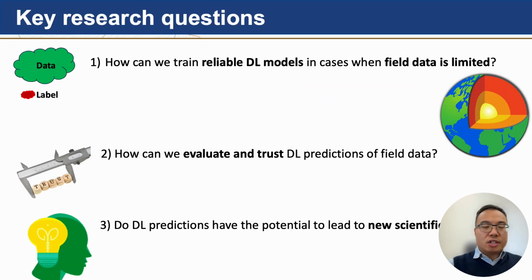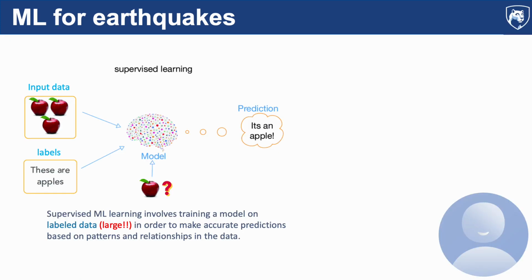The research questions we're dealing with are: how can we train reliable deep learning models in cases when the field data is limited? How can we evaluate our results? And can deep learning provide some new knowledge to the problem?